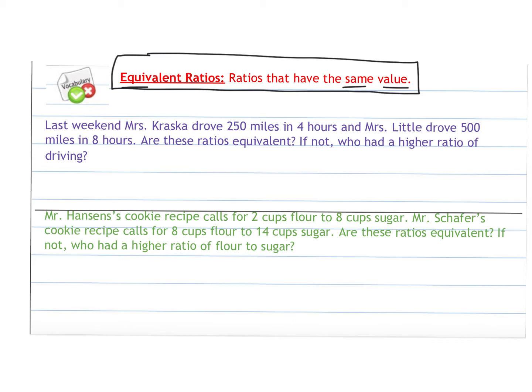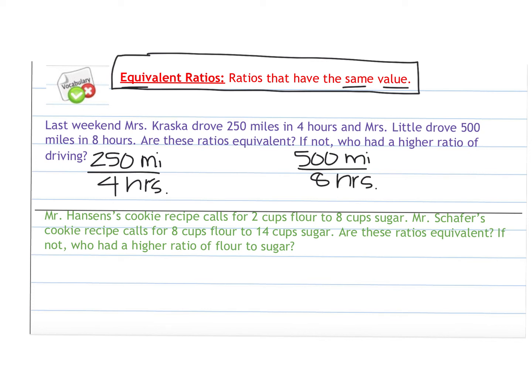You can just watch me do this one, and then you can write down the next example in your notebook, or you could write down both. So Mrs. Kroska is 250 miles to 4 hours. That's her ratio. Mrs. Little is 500 miles to 8 hours.